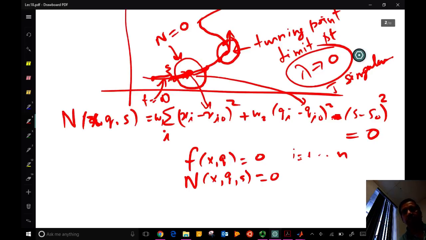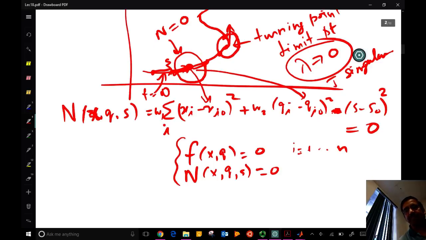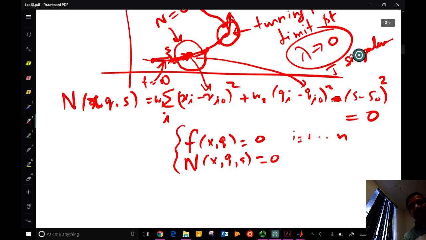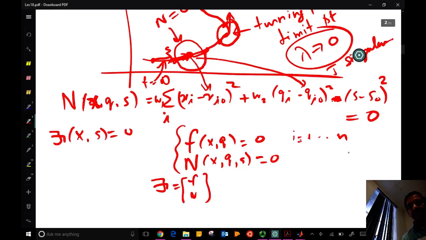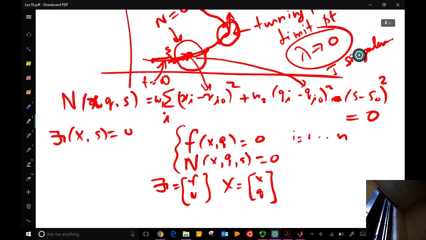We need to use a different set of symbols to talk in the same language. So if I combine these 2 functions and call my big function F in this form, where big F is the vector f and n, and the big X that I saw here is x and q. Now I have the same Newton method, extended system, 3 equations, 3 unknowns, right? So I can apply the Euler-Newton continuation on this.